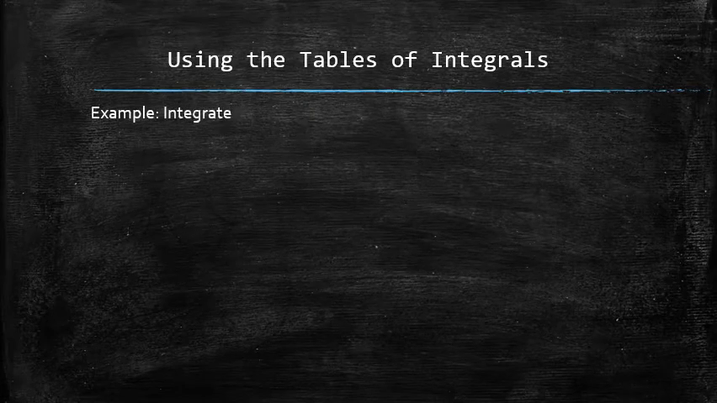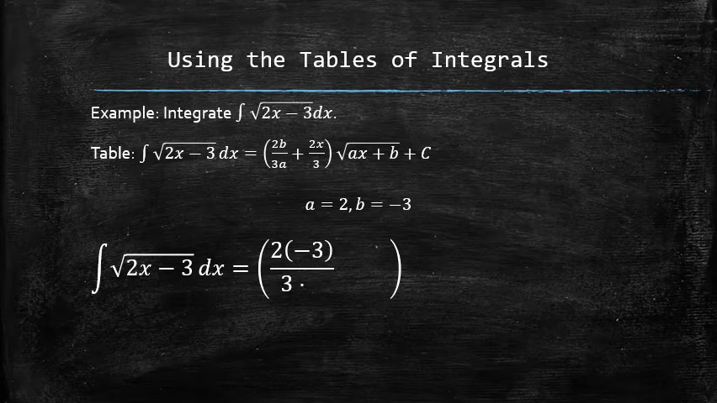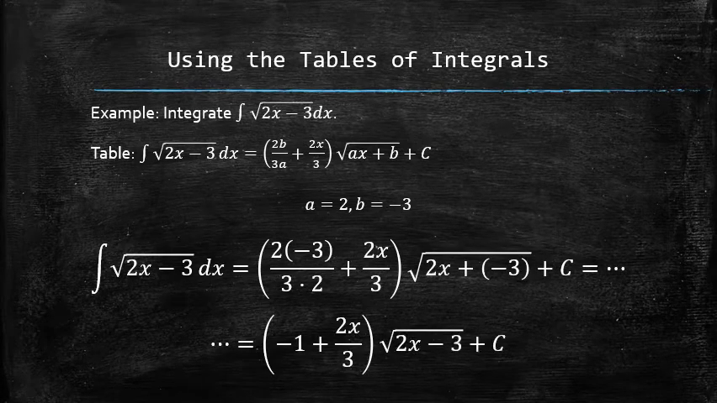Let's integrate one more function. Again, in the table of integrals, we find the formula for integrating such a function, and by analyzing the template, we determine the values of the parameters and plug them into the formula to produce the general antiderivative, and then we simplify it.